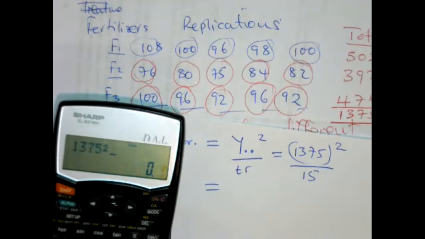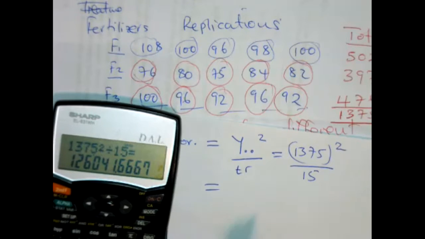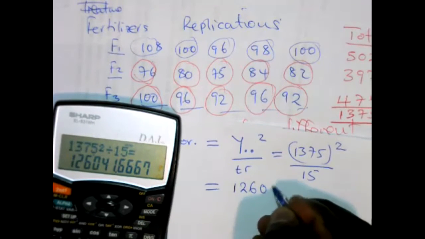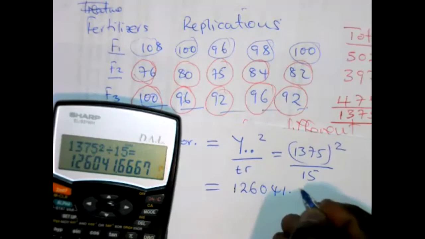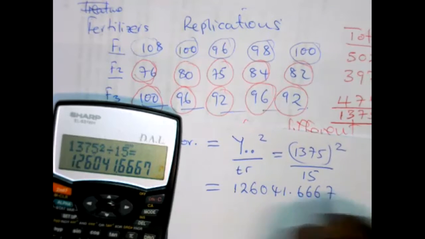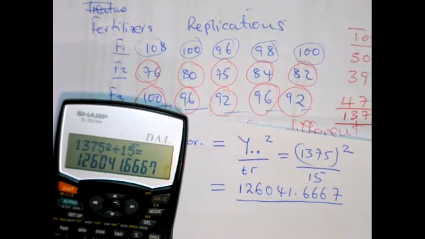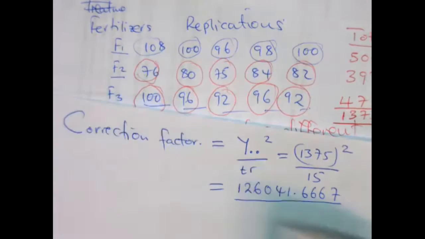1375 squared divided by 15. That gives us about 126041.6667. Normally you can round off, but I'm comfortable working with that. Now, once we have the correction factor, what is the next thing?